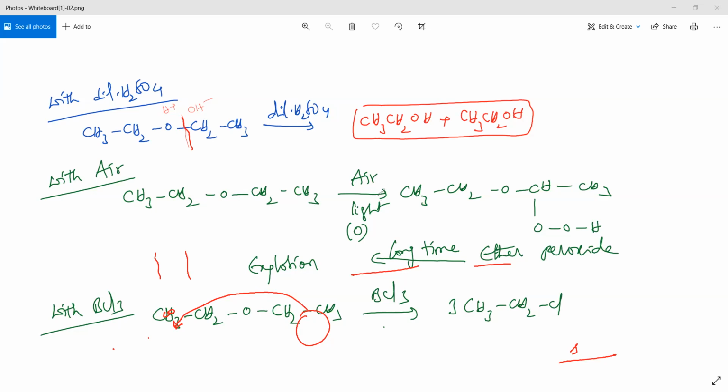In presence of light, you'll get a peroxide linkage. What are you getting, sir? Peroxide linkage.